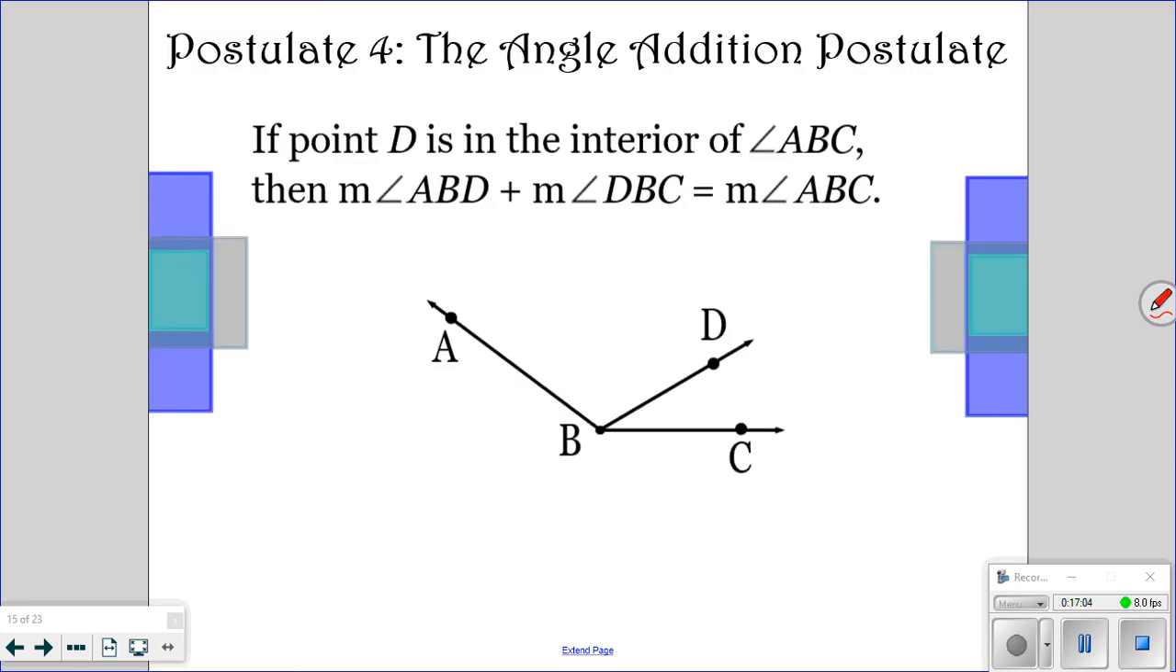Okay, so now we're going to look at the angle addition postulate. This is postulate number 4. This is kind of related to the segment addition postulate. So if point D is on the interior of our angle ABC, then the measure of angle ABD, that is this part, plus the measure of angle DBC, that is this part, is going to equal the measure of angle ABC. So these two together make up the whole.